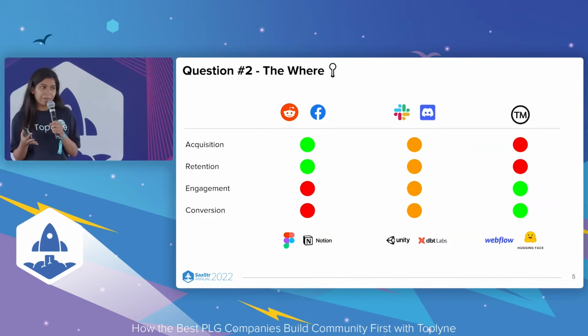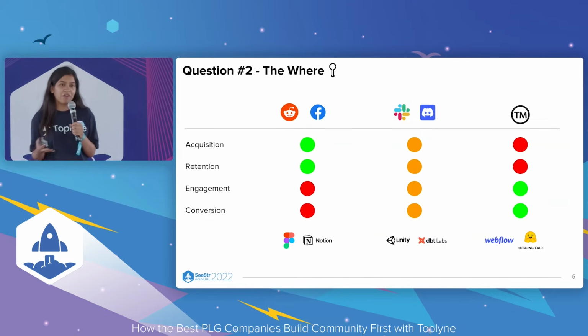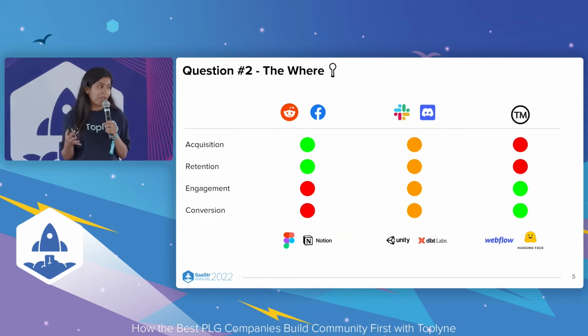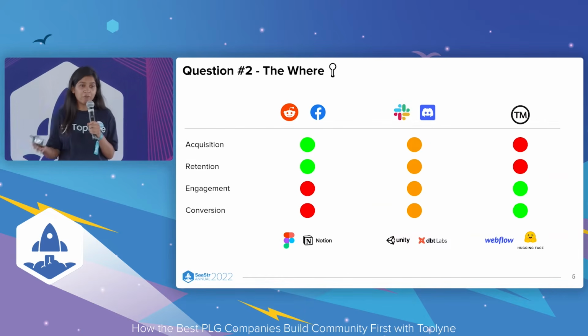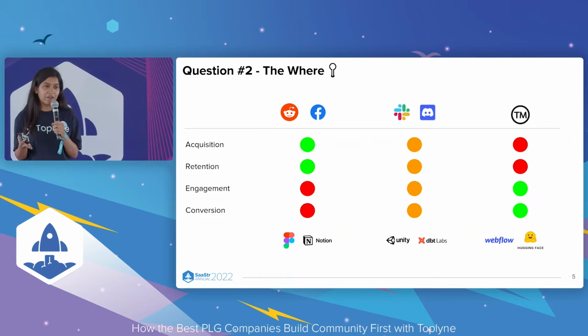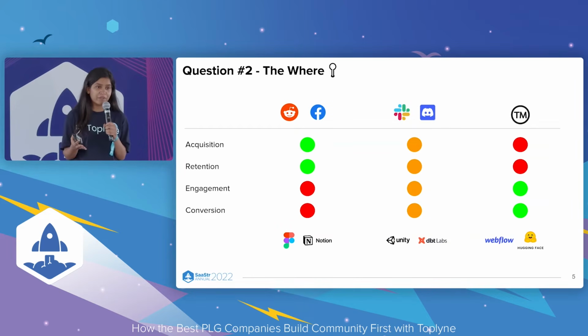The middle ground is basically building your community on platforms like Slack or Discord, where it is, yes, somebody else's platform, but at the end of the day, it's your own private community. So this middle ground basically gives you the best of both worlds. It's easier to acquire members for the community, and it's also easier to engage with members relatively.